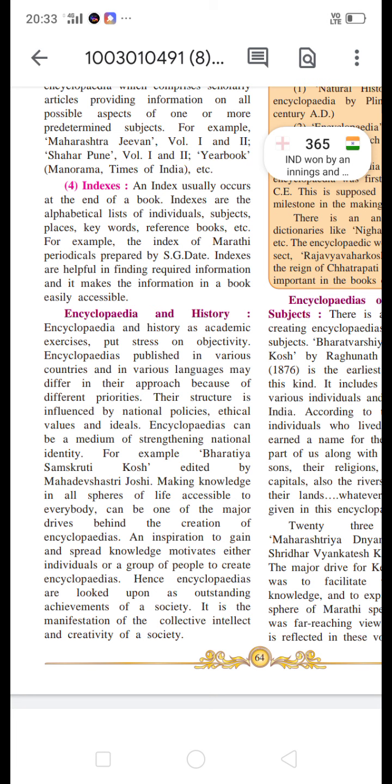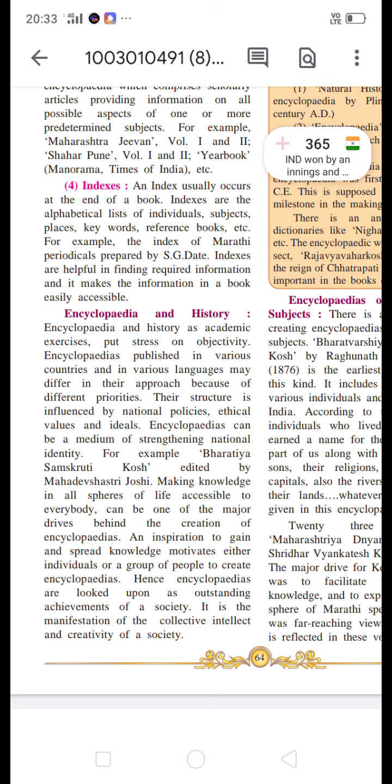The structure is influenced by national policies, ethical values and ideals. It means the structure is influenced by national policies, and also by ethical values, which means moral values, and it is also ideal. Encyclopedias can be a medium of strengthening national identity, so an encyclopedia helps to strengthen national identity in the world.